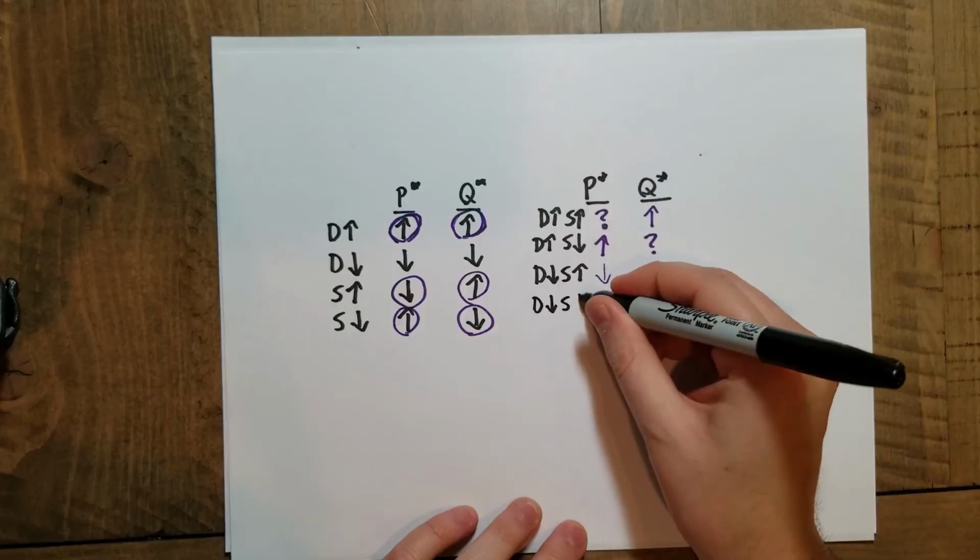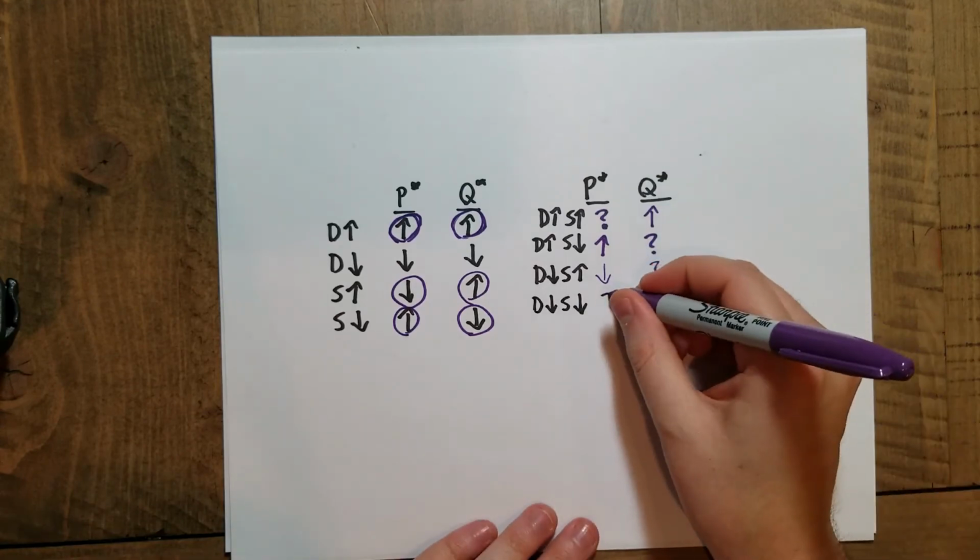Finally, demand goes down and supply goes down. If demand goes down, the price is going to go down. Supply goes down, price is going to go up. Those disagree, question mark. Demand goes down, quantity goes down. Supply goes down, quantity goes down. Those agree, so we definitely know that quantity is going to go down. So when demand and supply are moving in the same direction, we know what's going to happen to quantity, but we don't know what's going to happen to price. When supply and demand are moving in different directions, we know what's going to happen to price, but we don't know what's going to happen to quantity.